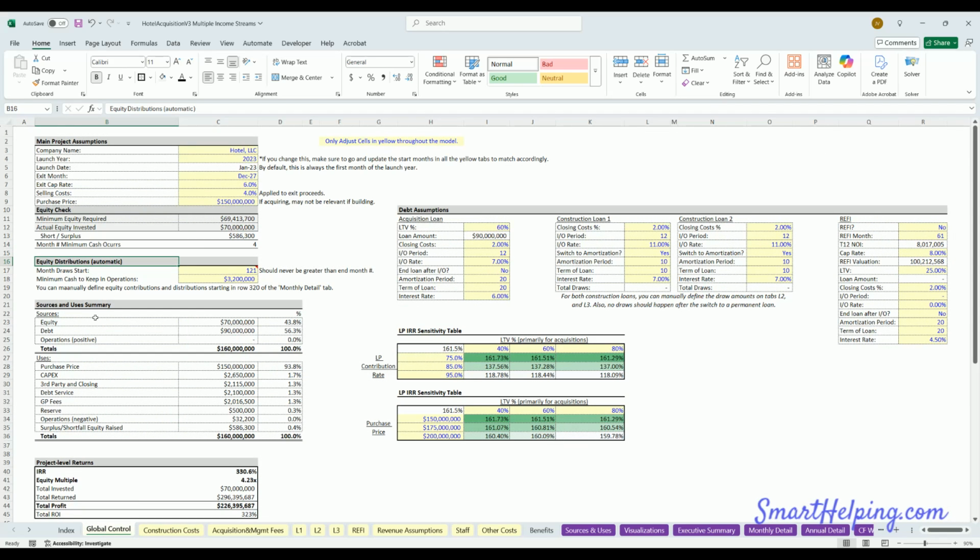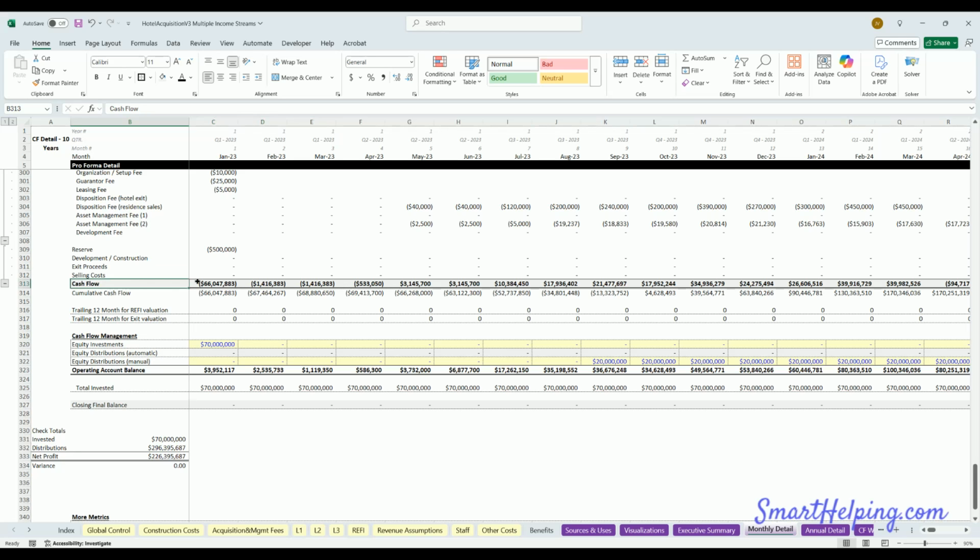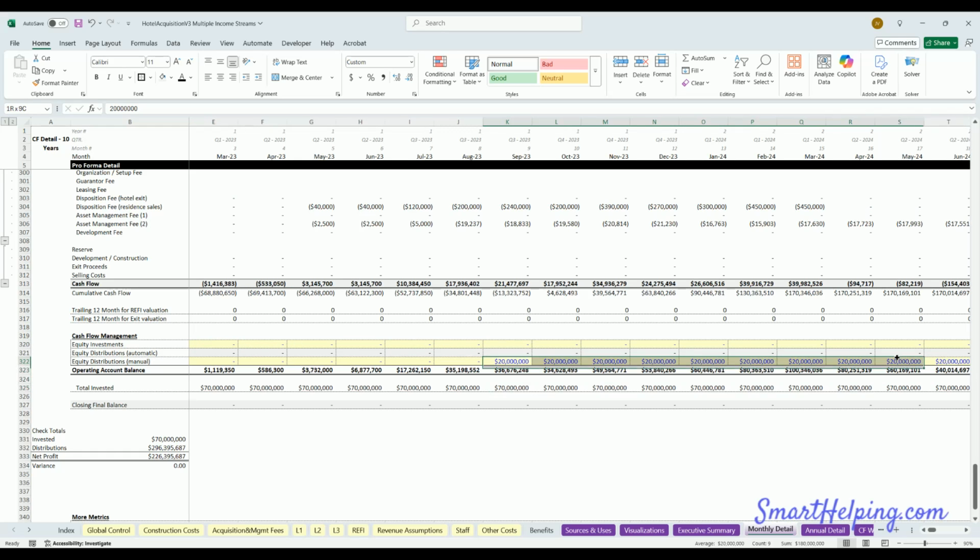For the equity distributions, I've had a lot of clients like the cash management feature, where you can see all the cash flows of the entire operation in this row, and then manage the cash flow, especially if you have equity contributions happening at different times, or all up front, whichever. You can define manual distributions, or define the month that automatic distributions happen, and keep a minimum available amount in the operating account.